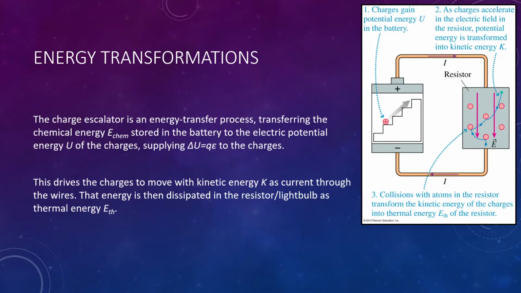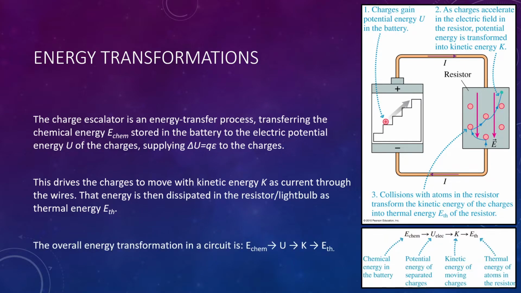So as your charges are slowing down a little bit, experiencing friction, they are losing that energy to heat or thermal energy. Again, think of a light bulb. That tiny little filament in your light bulb heats up so much that you can feel the warmth and see it glow. So overall, we have a decently sized chain of reactions in terms of energy in a circuit.